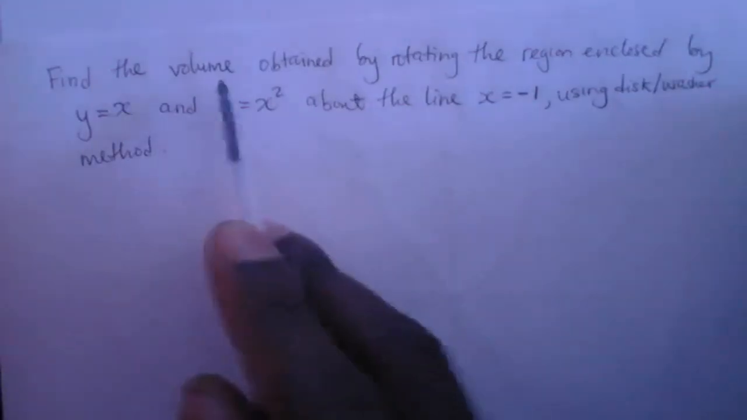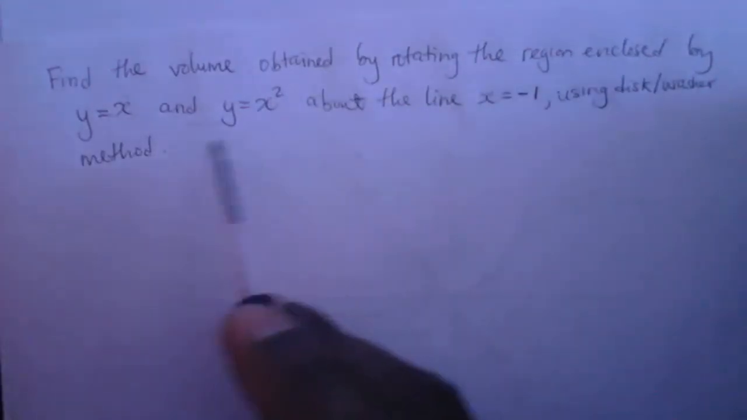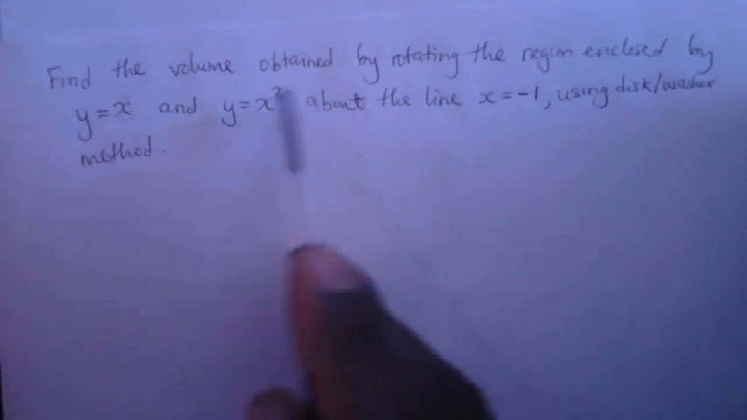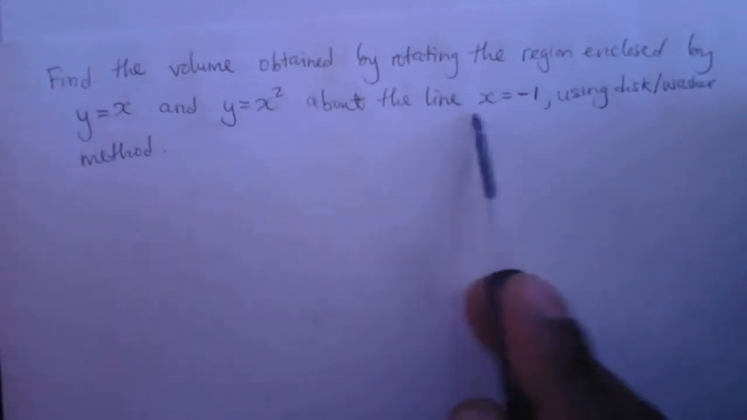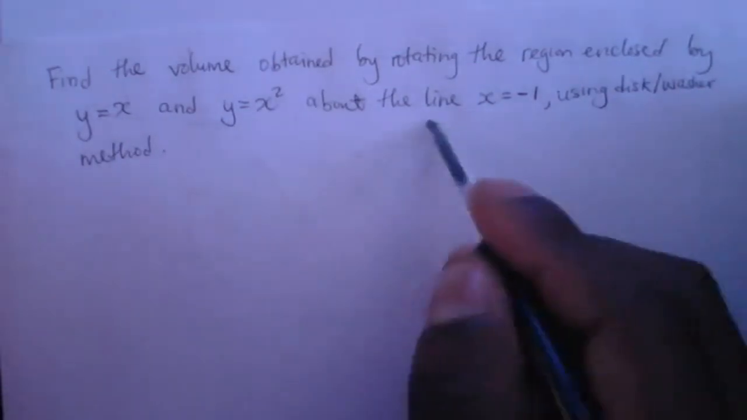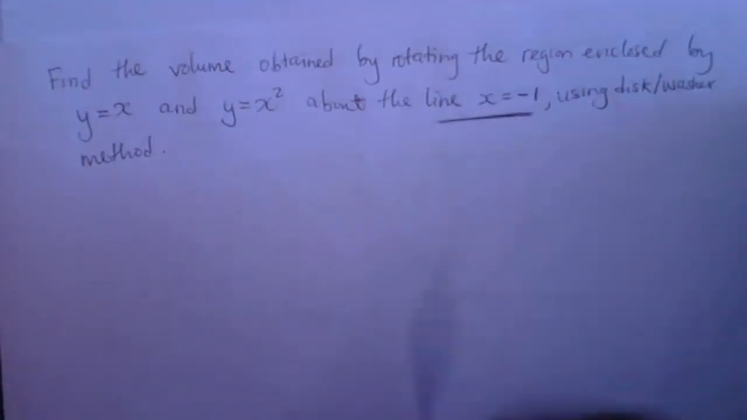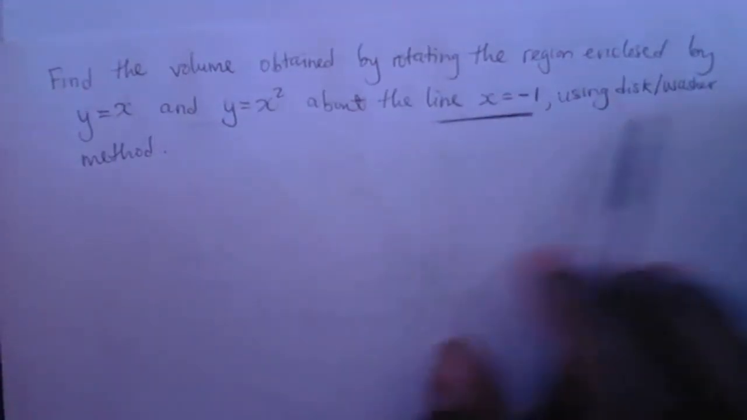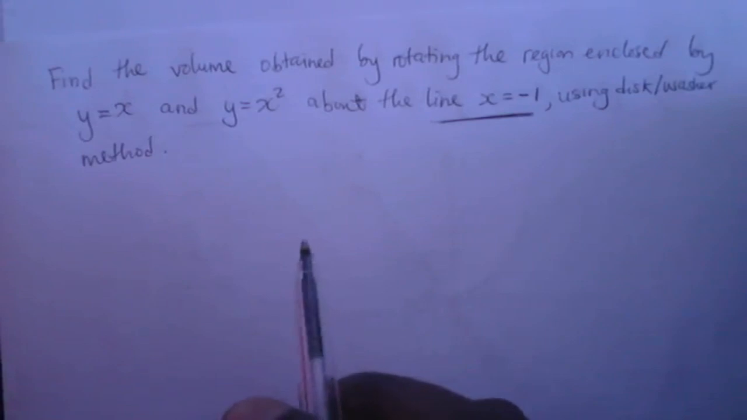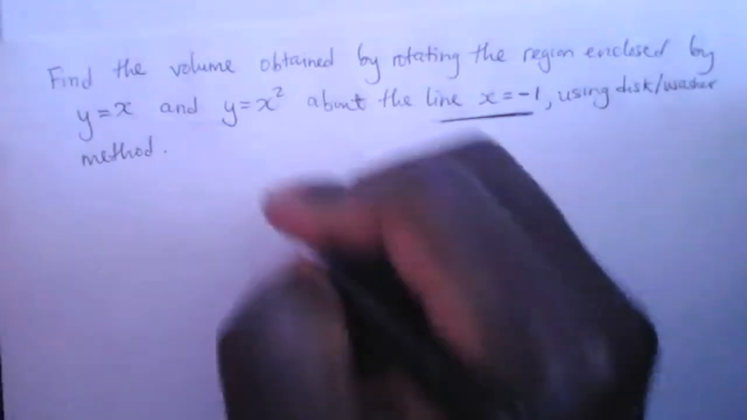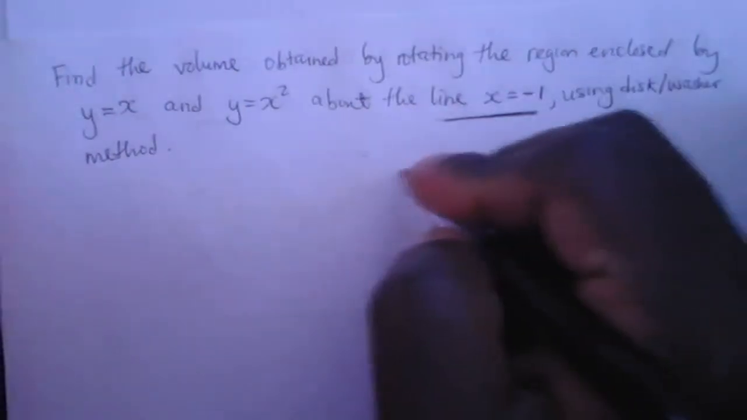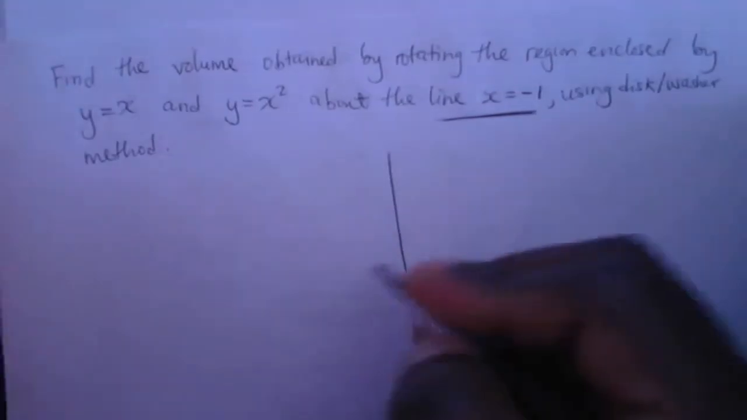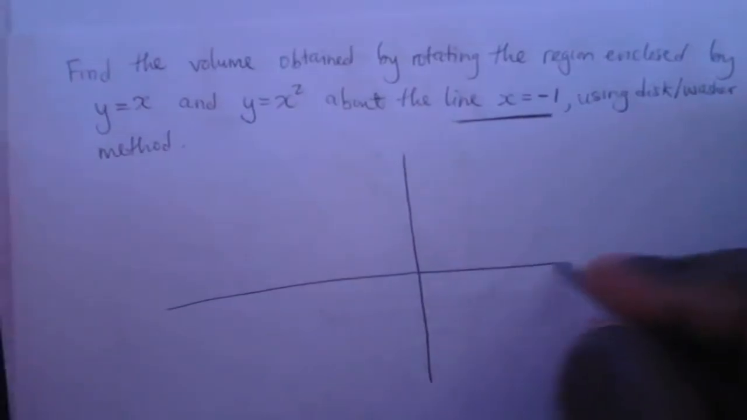Alright, so we should find the volume obtained by rotating the region enclosed by the graphs y equals x and y equals x squared about the line x equals 1. Alright, so it's about the line x equals minus 1. And they say use the Disc or Washer method. Okay, let's sketch it. We've seen the sketch of this before, so that should be easy and straightforward. So let's just go ahead and do it quickly.